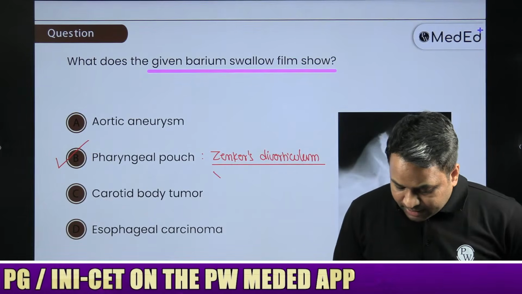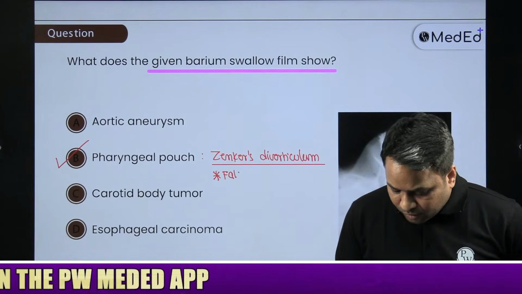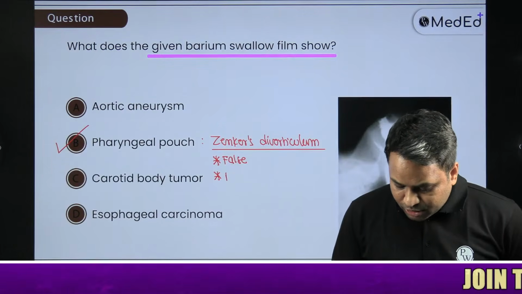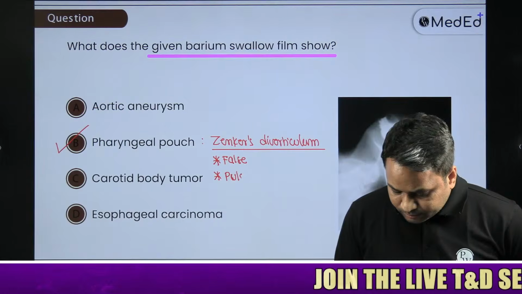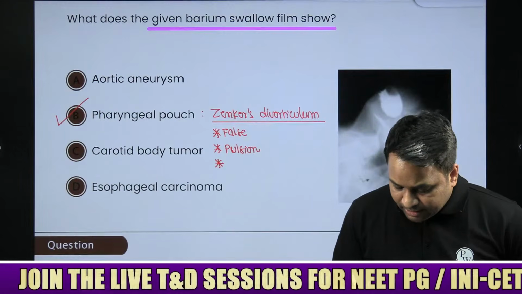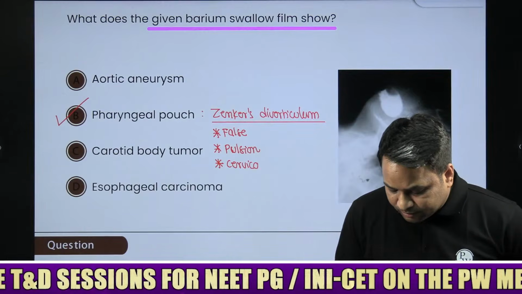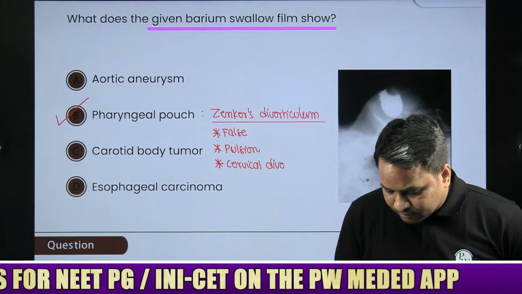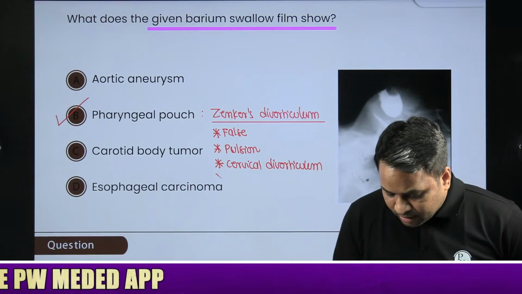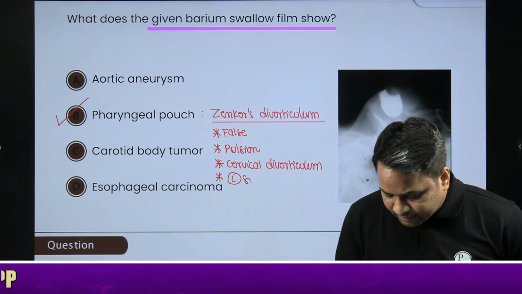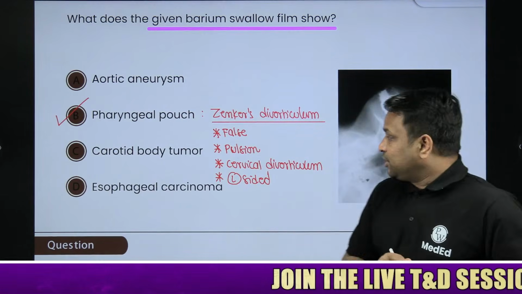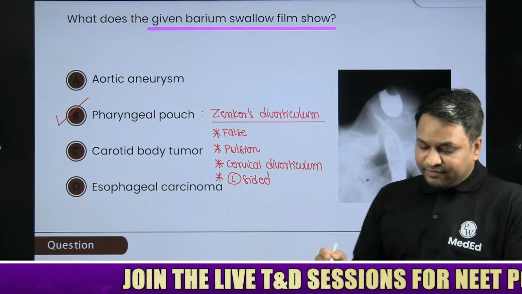Number one, it is an example of a false diverticulum. Number two, it is a pulsion diverticulum. It is a cervical diverticulum. It is usually left-sided. So it is false, it is pulsion, it is a cervical diverticulum, and it is left-sided.